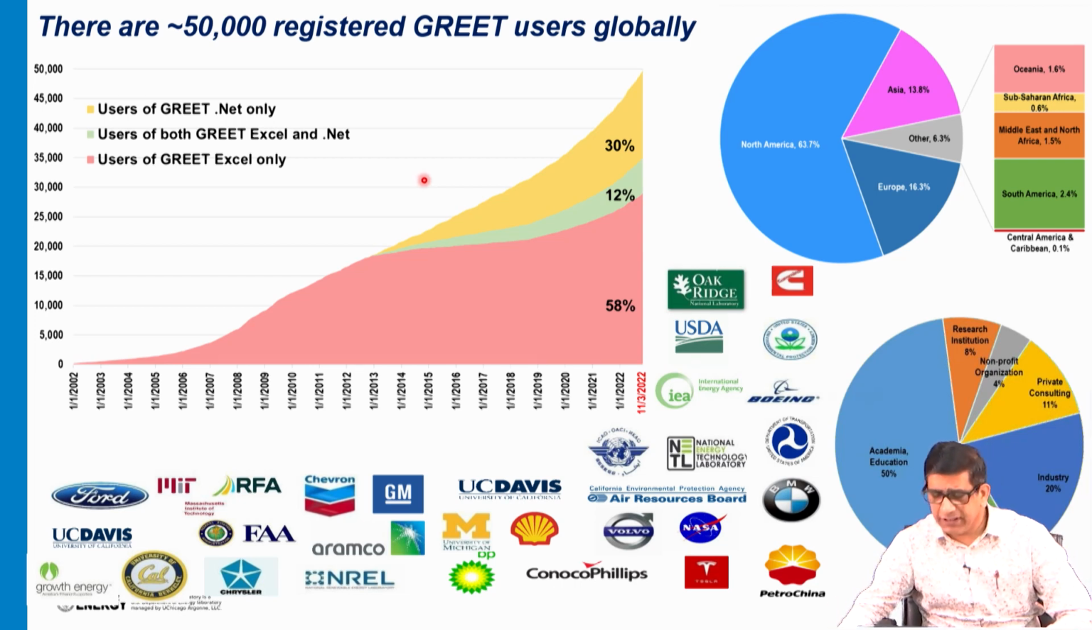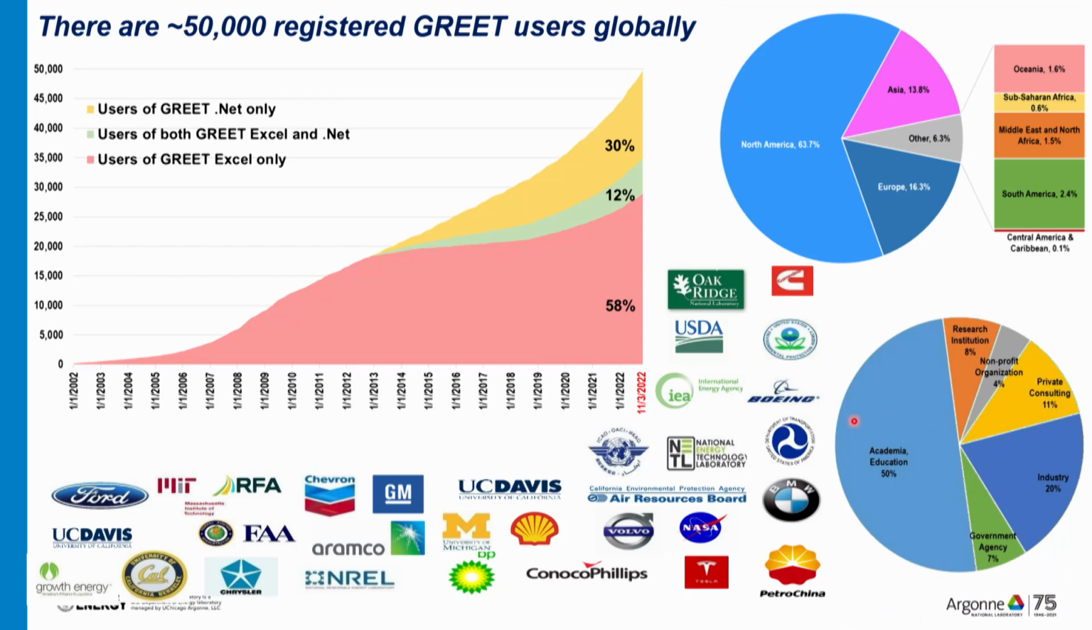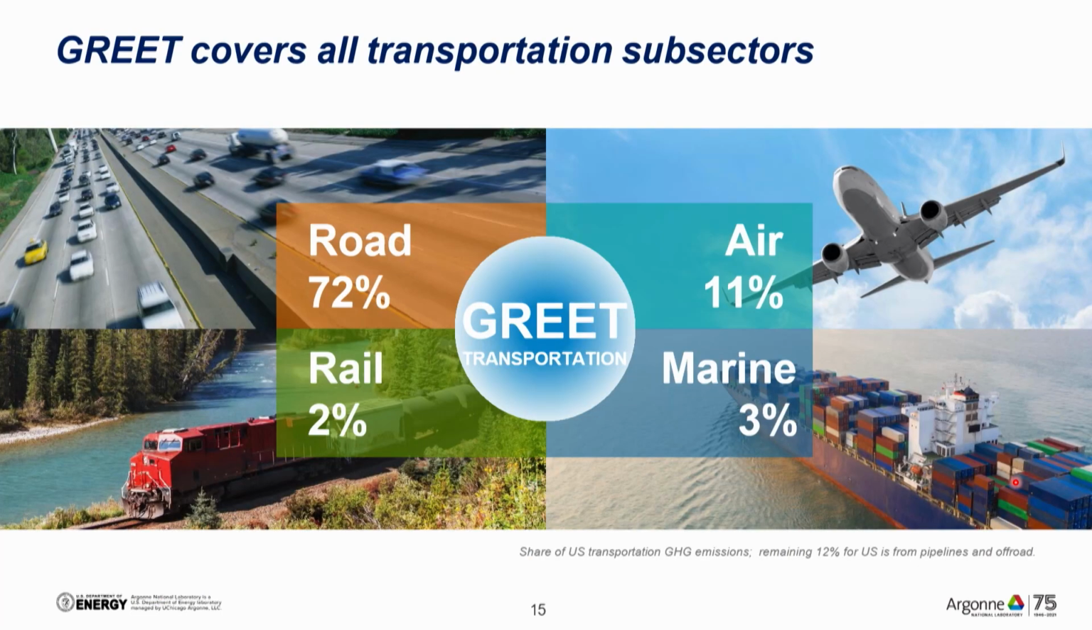In terms of location, nearly 64% are North American institutions. It is used more in North America than in Europe or Asia. North America, then Europe, then Asia, and then others, and in others we have the Middle East, South America, and all that. In terms of where it is being used, academia is 50%. Of course, it's most in academia, then research institutions, private consulting, industry, and government agencies. After academia, it is industry, at around 20%, which is using this model.